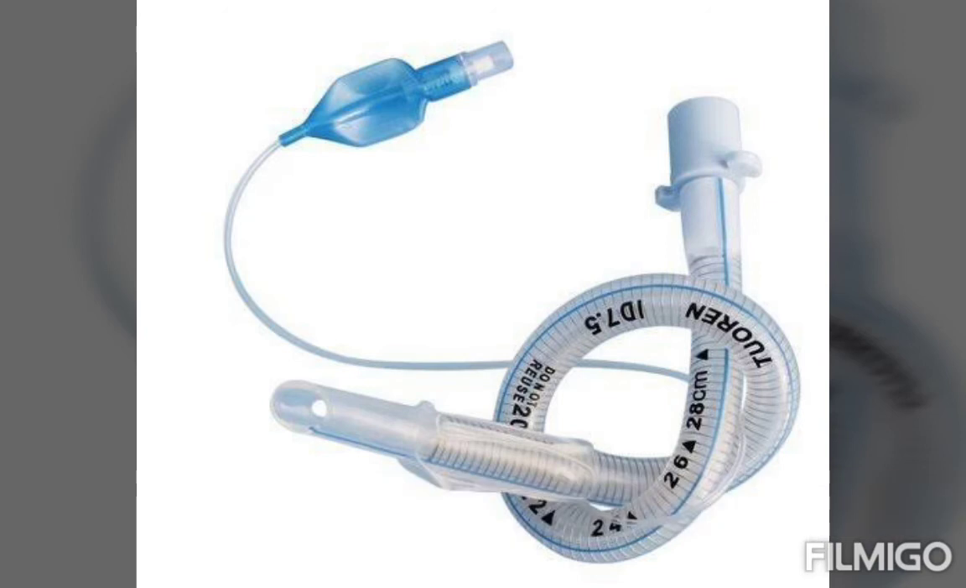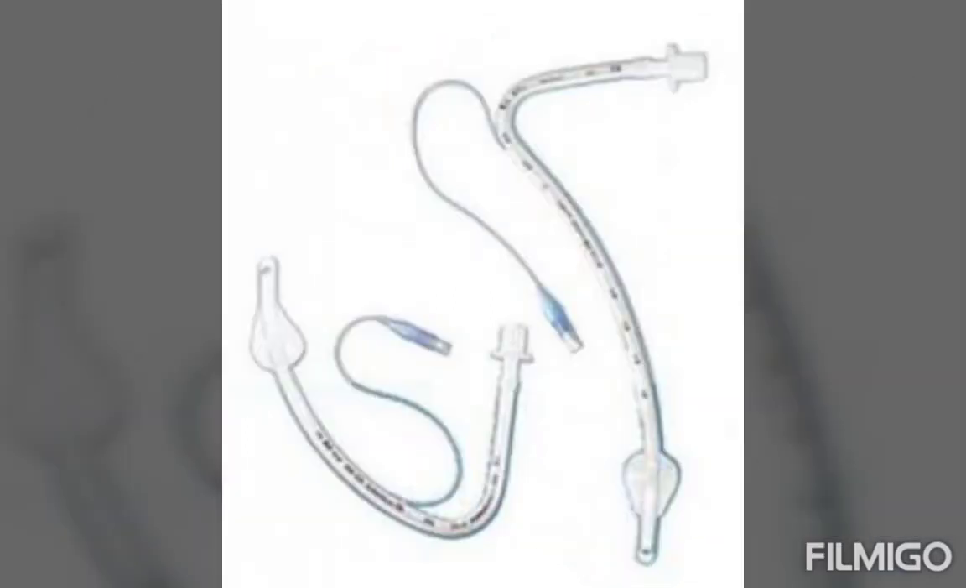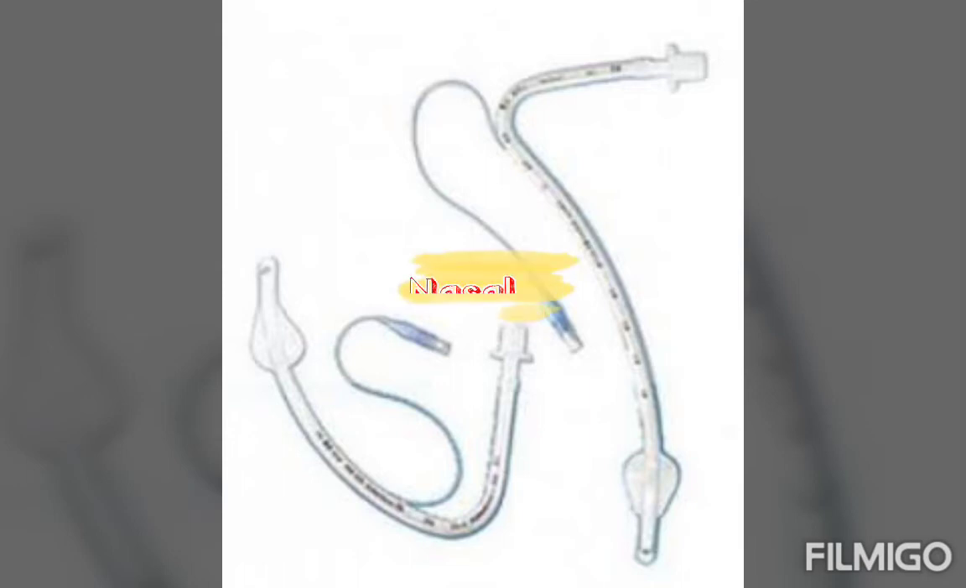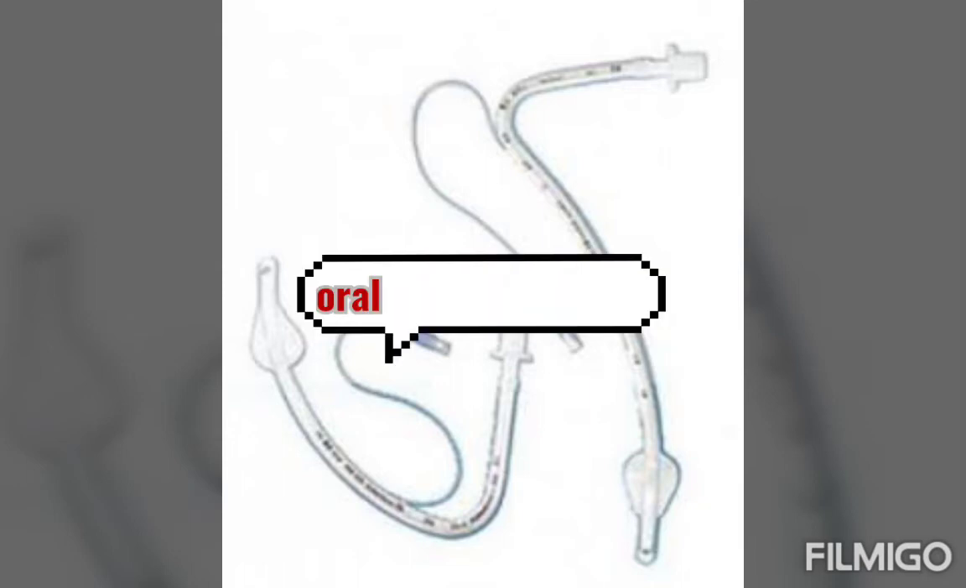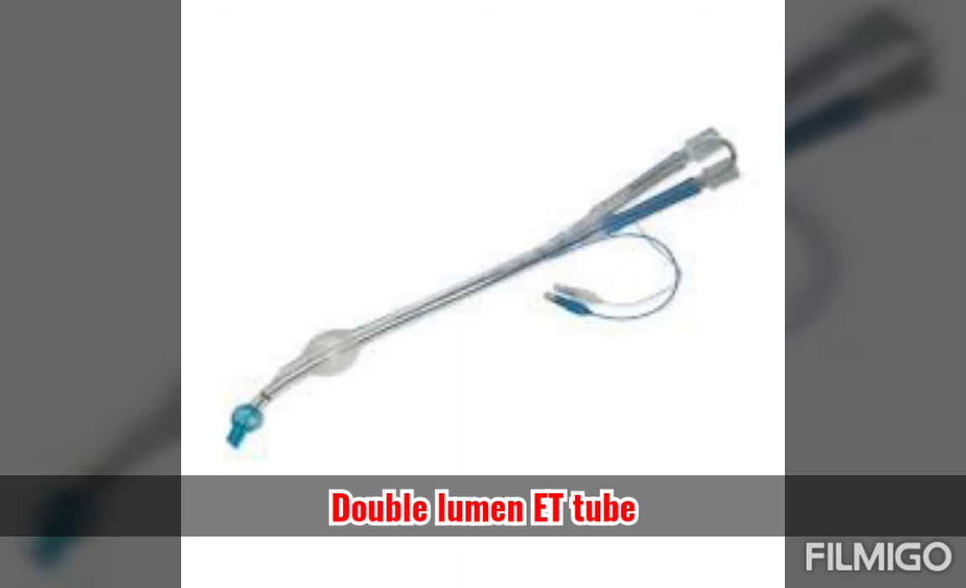Next, this is a flexometallic tube. We can kink this tube, so it is used in head, neck and ENT surgeries. Next image is of the RAE tube, which is also used in head and neck surgeries. It has two varieties, nasal and oral. Next image is of a double lumen endotracheal tube. It is used in endobronchial intubation.